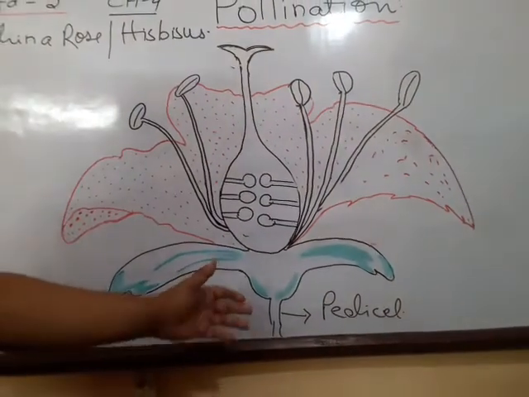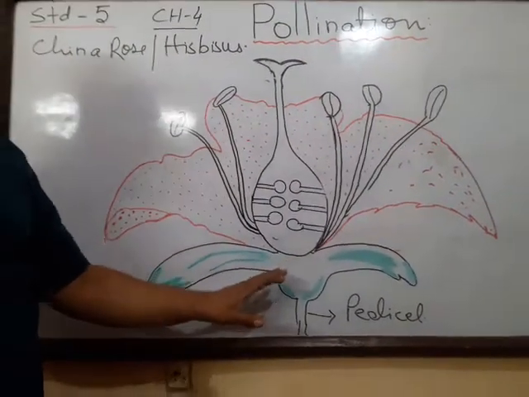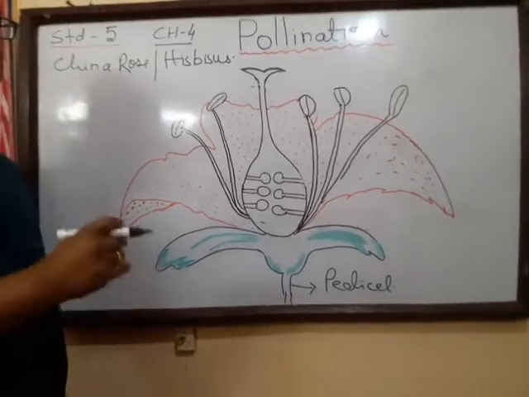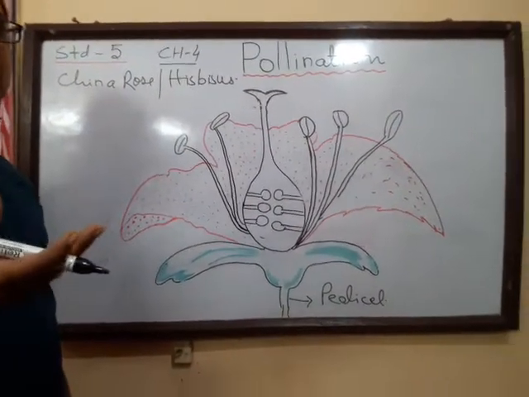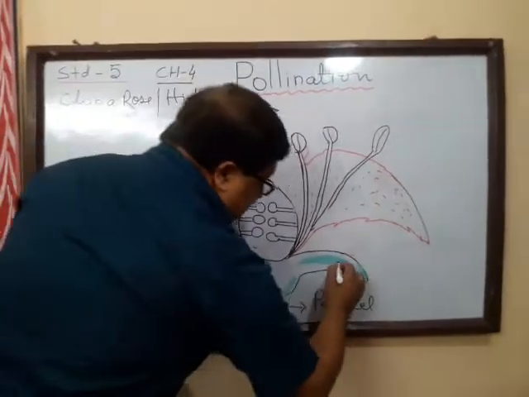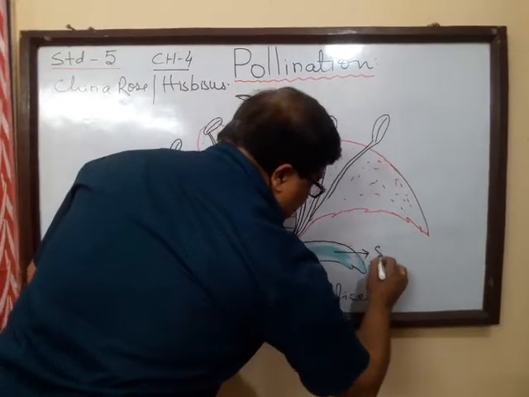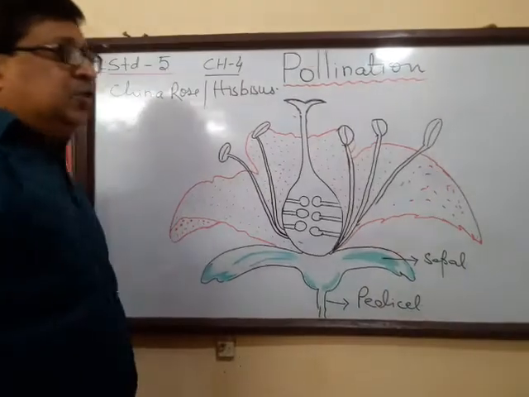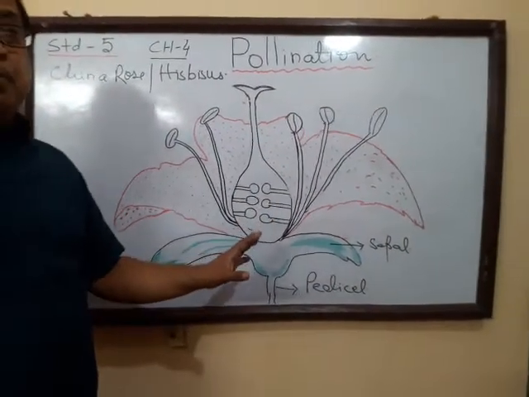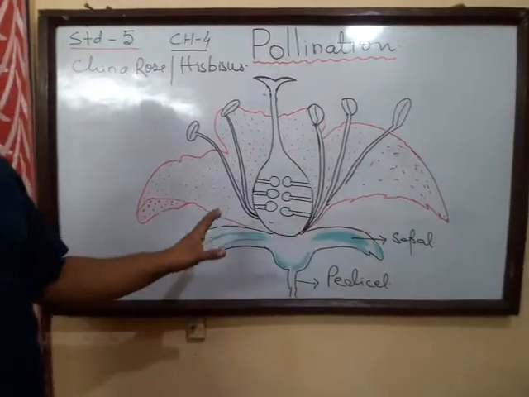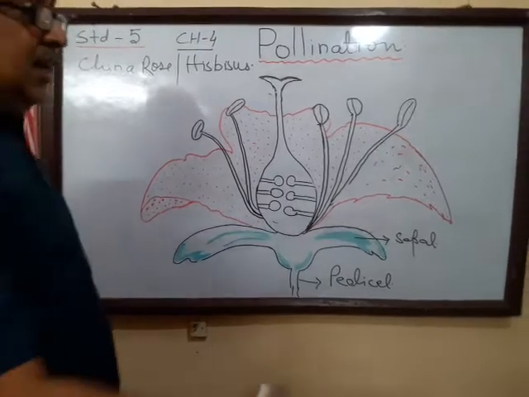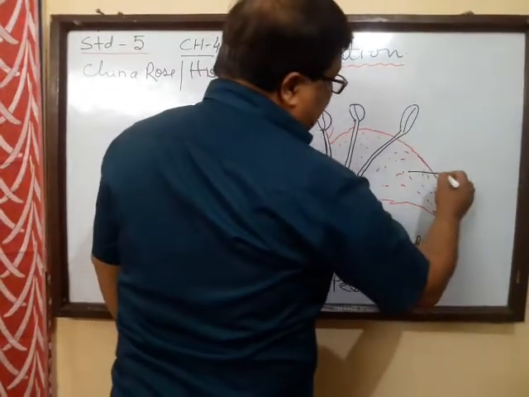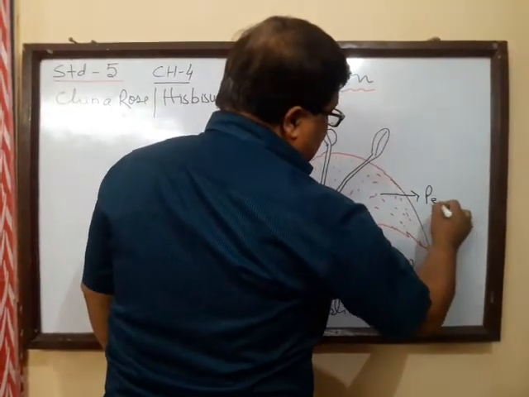Now as you come up, you see the green leaf-like outgrowths. These green leaf-like outgrowths are called the sepals. These are the sepals. Next you see the colored portion of the flower. That is the petals. These are the petals. The red color that I have here is called the petals.